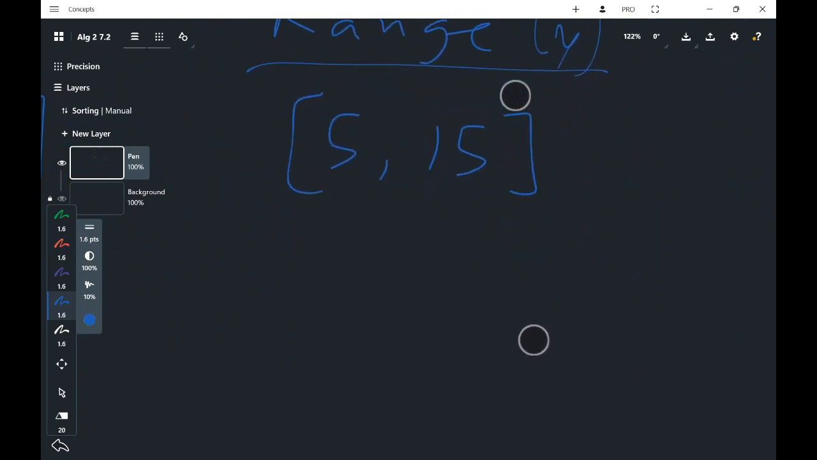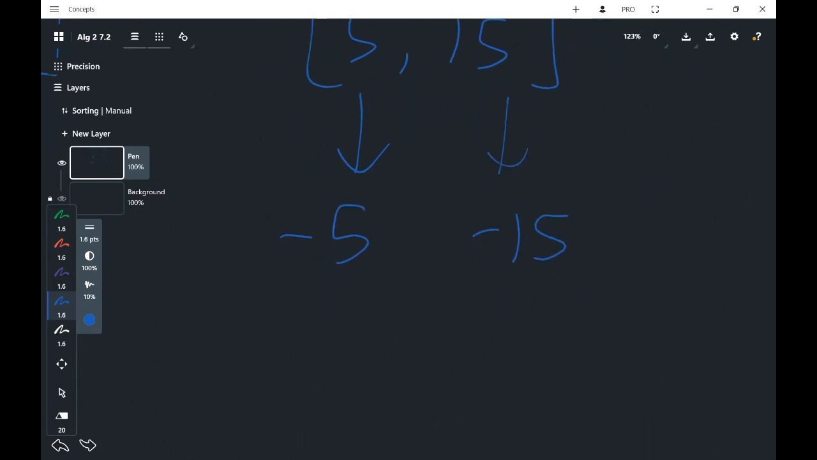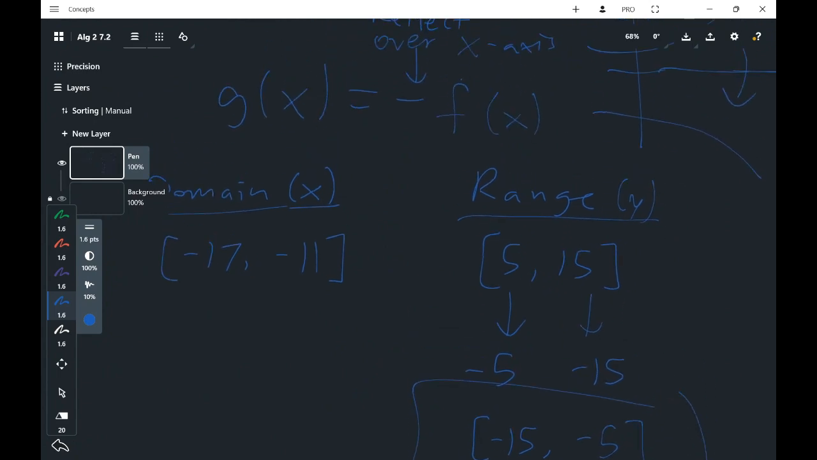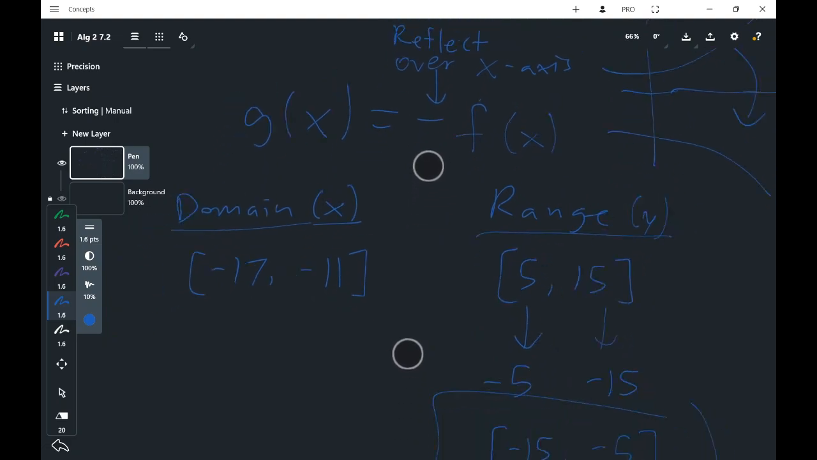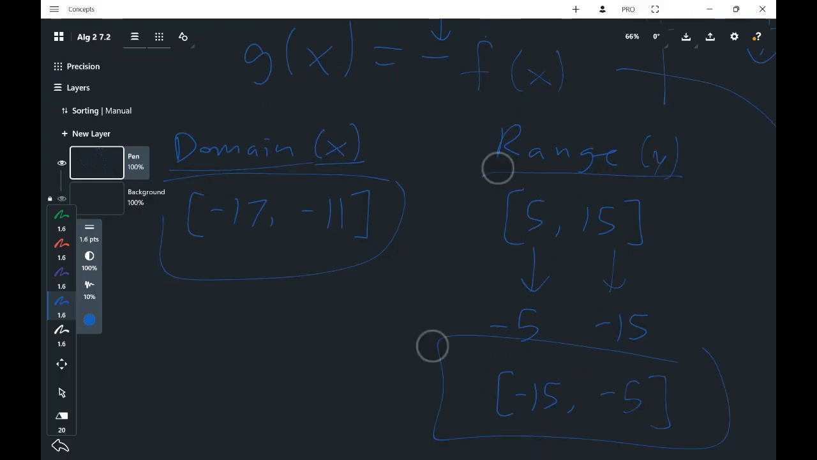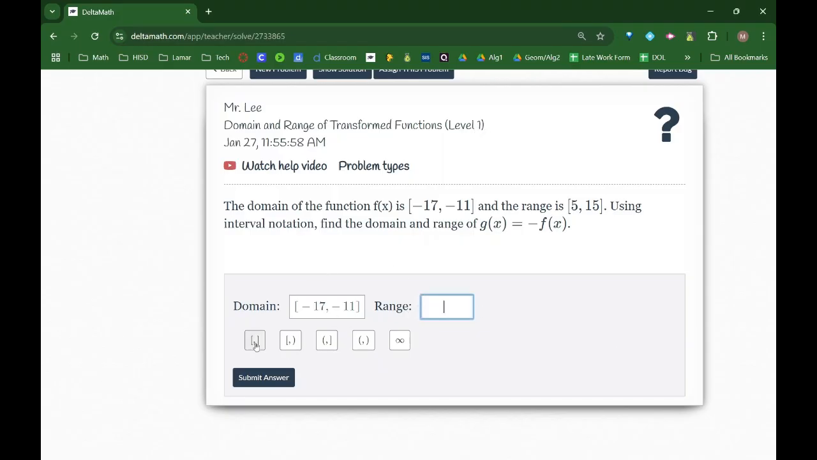So what I'm going to do here is I'm going to take these two numbers and make them negative. And we have to put them in order from smallest to biggest. So really it's going to look like -15, comma, -5. And that's our new range. In this case, since that's the only transformation, and it's not affecting the x values, our domain stays the same. So our domain is still -17 to -11. The range is now negative 15 to negative 5.